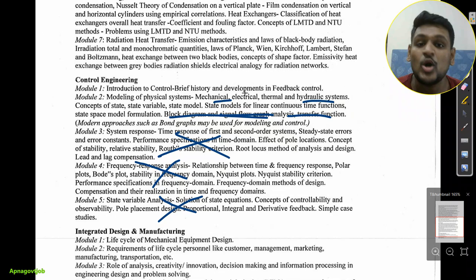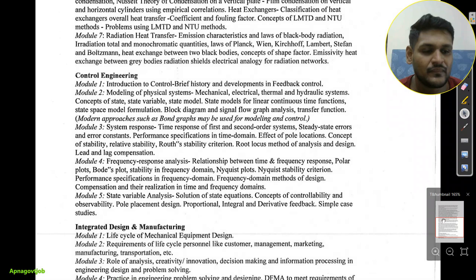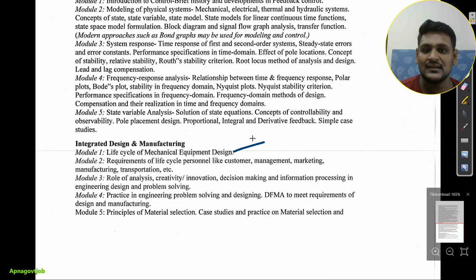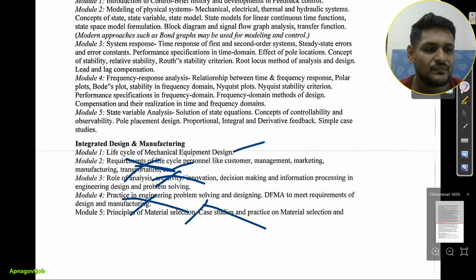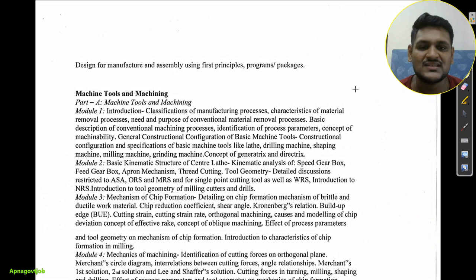Modeling part basically. Then you have integrated design and manufacturing. So here, just have a basic idea about the life cycle of mechanical equipment in design. This thing they can ask you. Then requirements of the life cycle, personnel, customer, these basic things are there, no need to do this, leave this also, all the things you can do. I don't know who framed this syllabus actually.